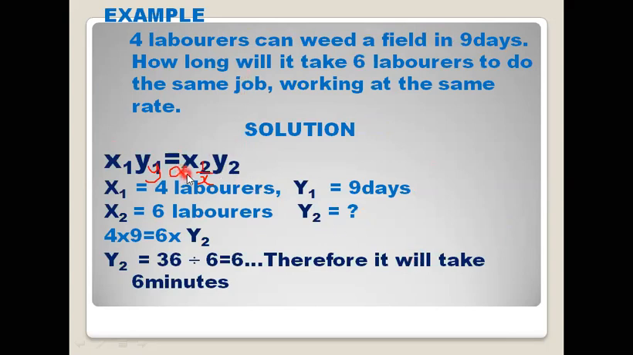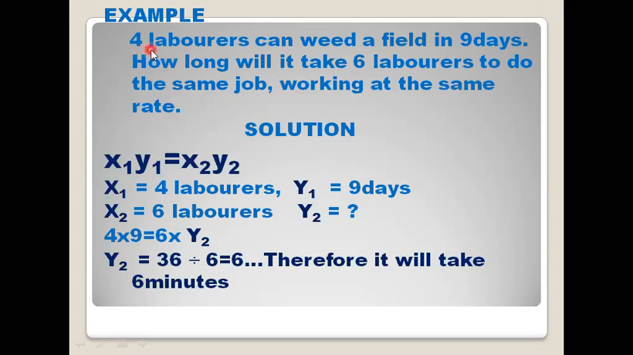So in our example, let me read the example. Four laborers can weed a field in 9 days. How long will it take 6 laborers to do the same job working at the same rate?